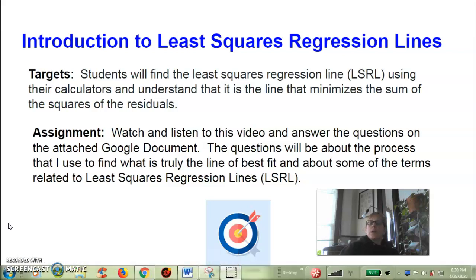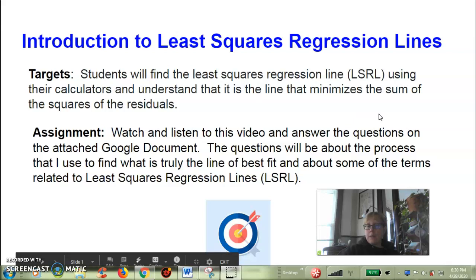Hey there. So this is the video recording for lesson 614, and you can see the target there is to find out what we mean by least squares regression lines. And using Desmos graphing calculator is largely how we're going to do this, and why it's important. All right. And you can see the assignment there is basically the same as it often is, to answer a few questions about the video as it's playing.